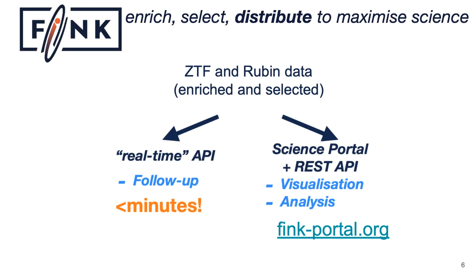So there are 2 ways that the brokers can distribute data. One of them is to trigger follow-up, like, for example, a real-time API. That's what we have. It can be a Kafka stream. It can be like a Slack bot.